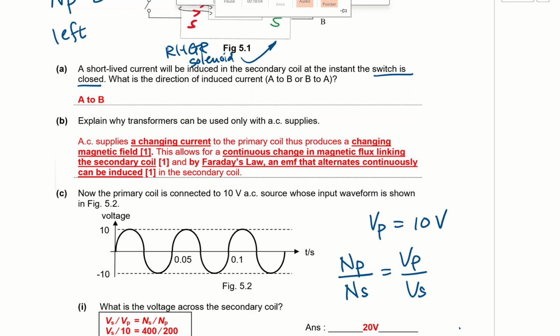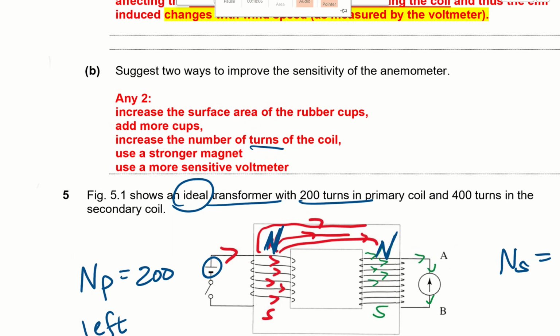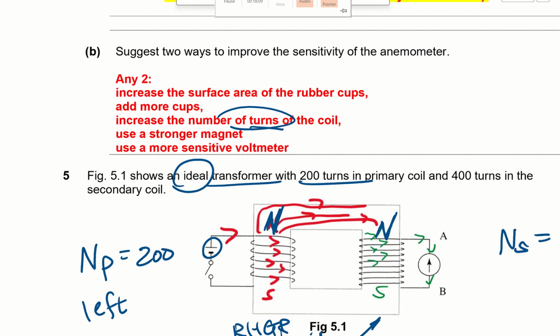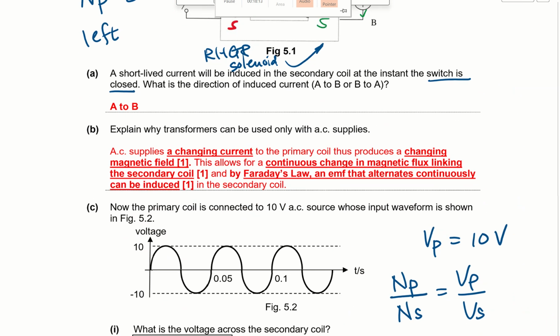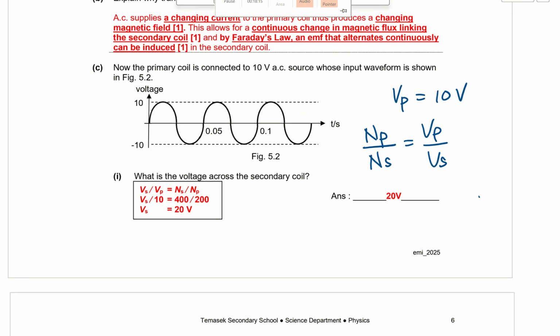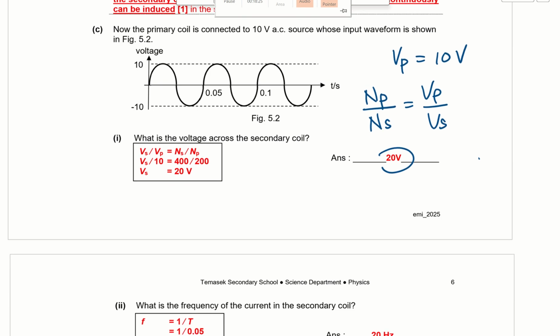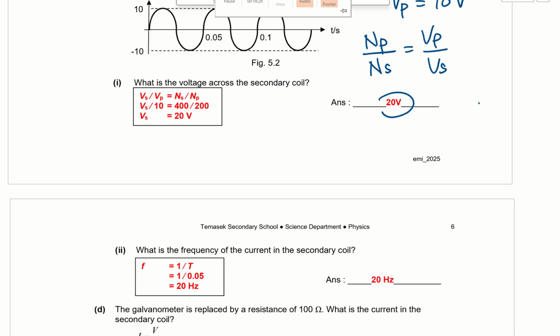Where do we see this? Over here, right? Increase the number of turns so that you have larger induced voltage. If we were to sub in, we'll get 20 volts, because the number of turns of the secondary compared to primary is 2 times. Therefore, the voltage will also be 2 times. But this is only if the transformer is ideal.